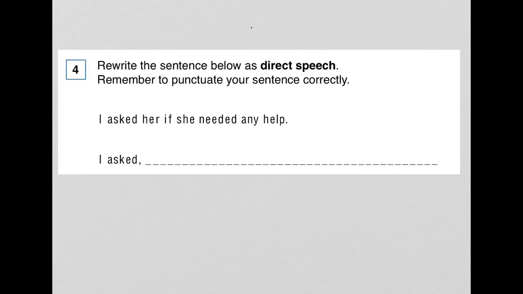So in this example, if you wanted to put this sentence in direct speech, you would put something like, I asked, "Do you need any help?" And that is an example of a question. So we need a question mark and we close it with speech marks or inverted commas.